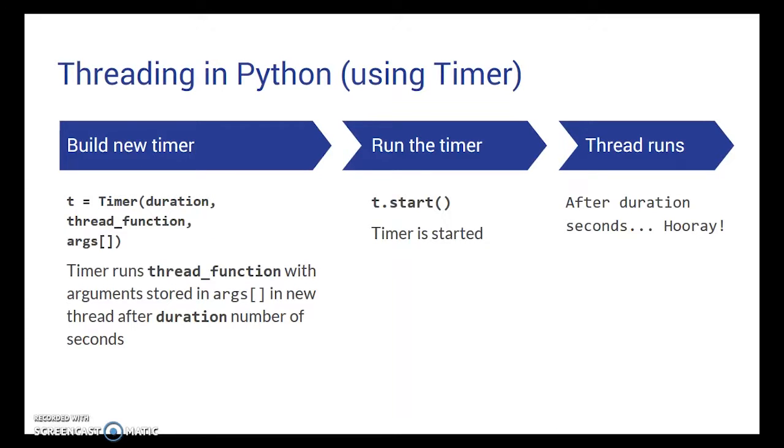So for threading in Python, we use the Timer class, where you specify a duration, what function you want the thread to run, and the arguments that you want to pass into that function when the thread begins. You basically call t.start, and that begins the timer. Once that timer has elapsed, the thread begins, and then the thread function is run.